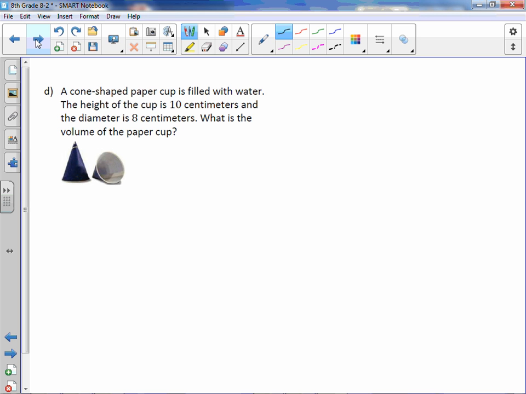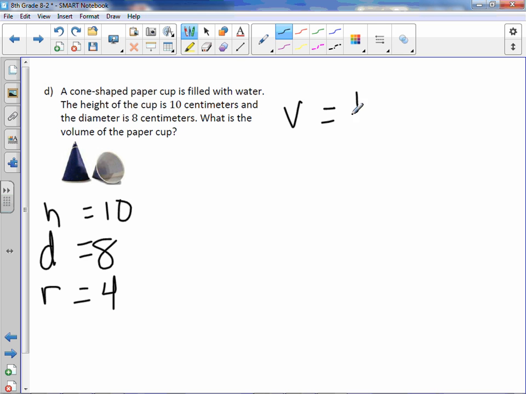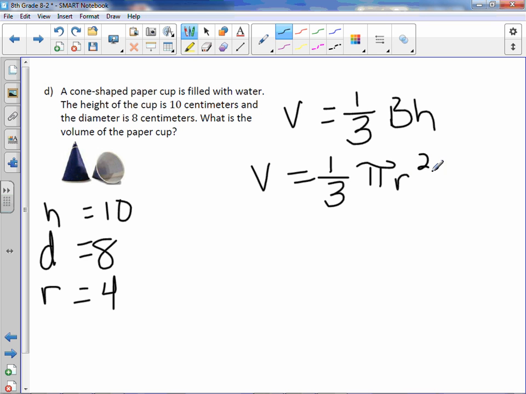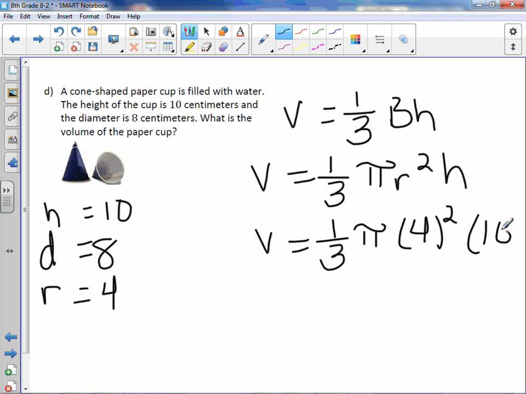Letter D. A cone-shaped paper cup is filled with water. The height of the cup is 10 centimeters, and the diameter is 8 centimeters. What is the volume of the paper cup? Well, I need to find radius, which is half the diameter, so 4. Volume equals 1/3 capital BH. Volume equals 1/3 pi r squared h. Plug in what you know. 1/3 pi, radius is 4 squared, and height is 10.